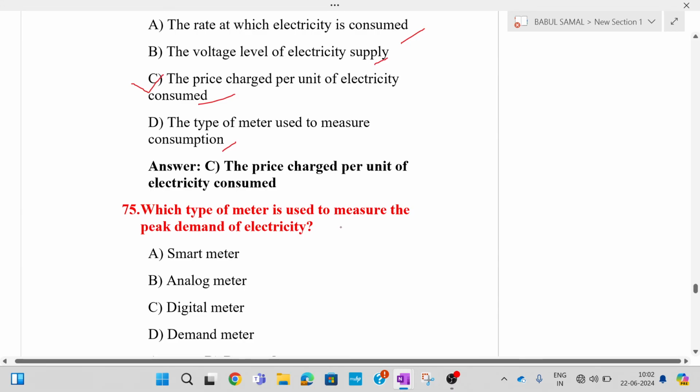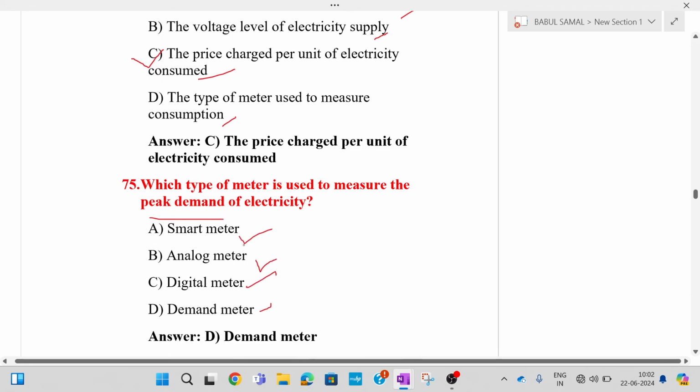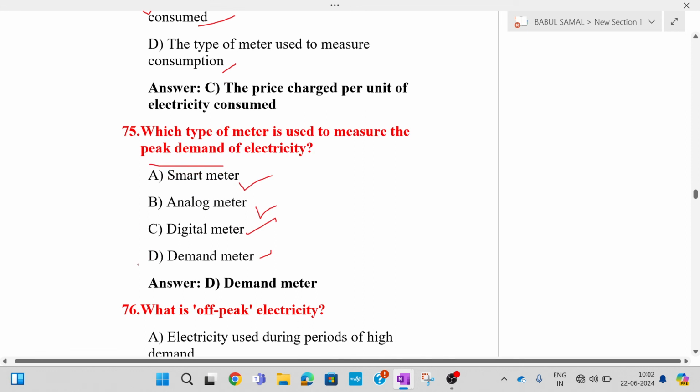Which type of meter is used to measure the peak demand of electricity? Which meter is used for peak demand electricity? Smart meter, analog meter, digital meter, or demand meter. So remember, a demand meter is used. A demand meter is used to measure the peak demand of electricity.